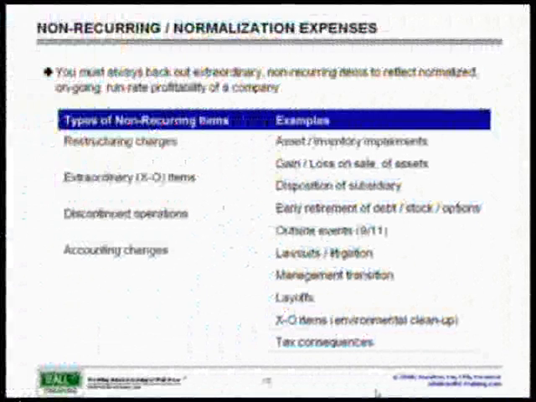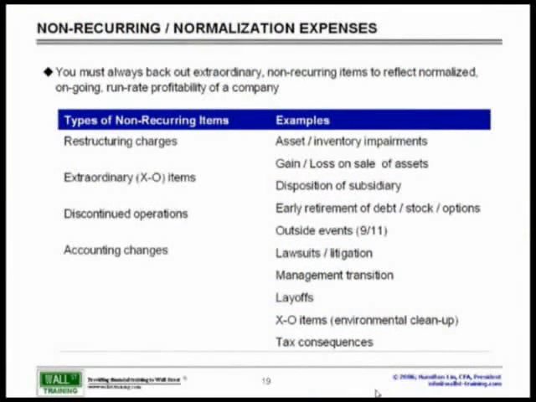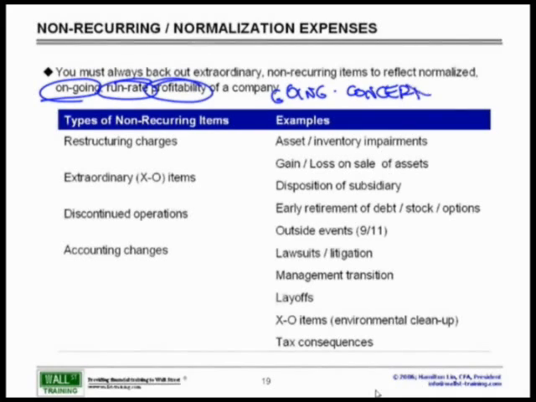One real quick note on non-recurring / normalized expenses. Whenever you are looking at financial statements, you always want to make sure, as we said before, that you get the ongoing run rate profitability as a going concern of this company. Going concern simply meaning they're not going to go into bankruptcy. They will still be sticking around.